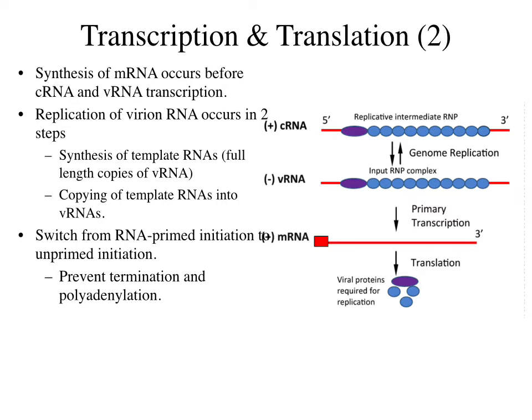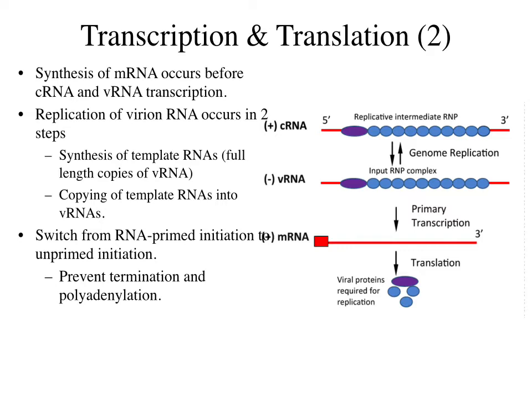Inside the nucleus, the replication of the influenza genome involves 2 steps: transcription of complementary RNA, or the cRNA, followed by transcription of new vRNA copies using the cRNAs as templates. The cRNAs are produced by an unprimed process that relies on the correct complementation of free NTPs with the 3' end of the vRNA template.